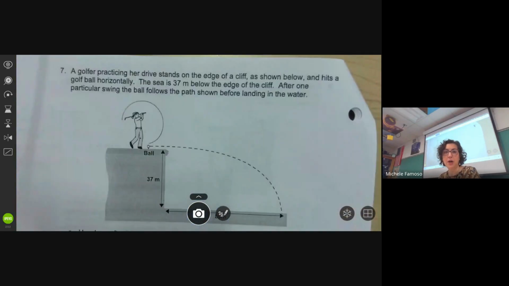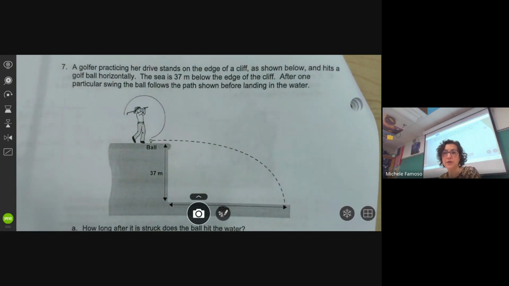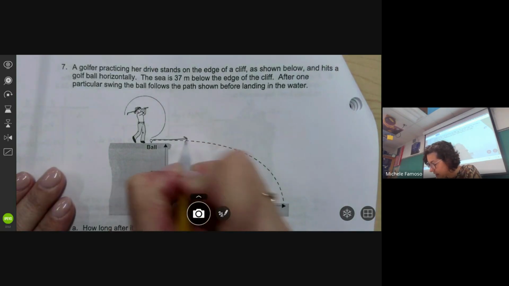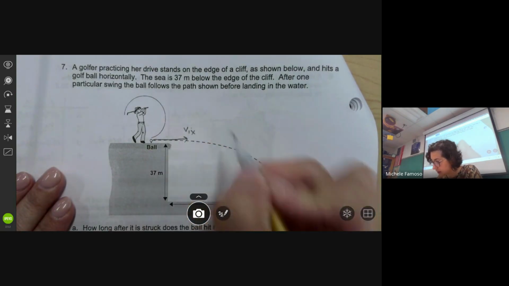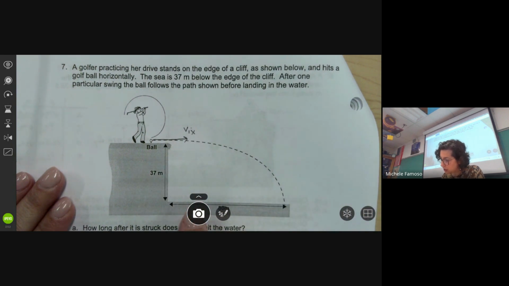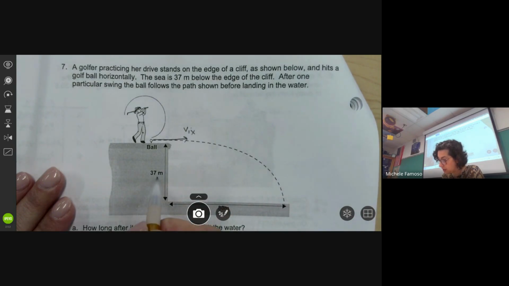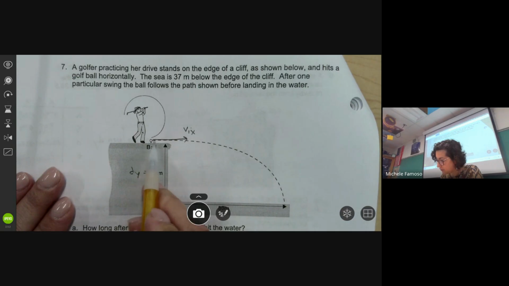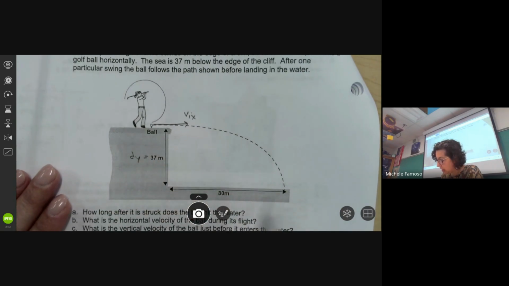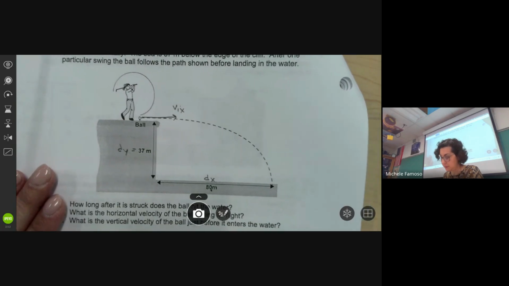We have a golfer practicing her drive, standing on the edge of a cliff as shown below. It hits a golf ball horizontally. So I'm just going to add my VIX arrow there. She's launching it off the cliff into the sea, which happens to be 37 meters below that. So that is my D in the Y direction on the picture. And we can see after one particular swing, it lands out here. Let's make that 80 point meters. That would be the horizontal displacement.